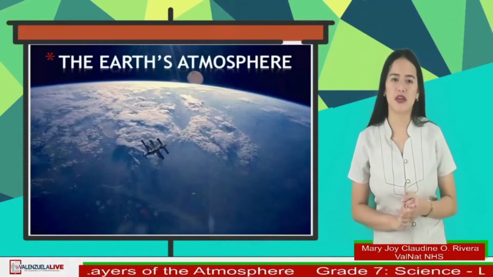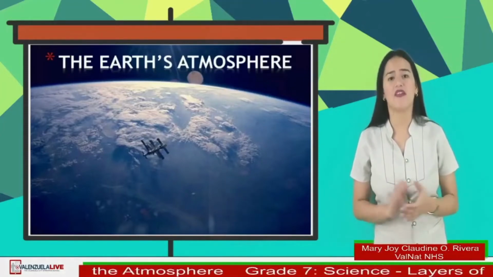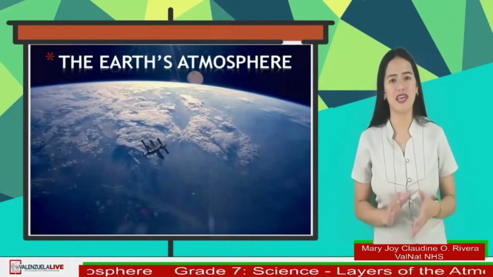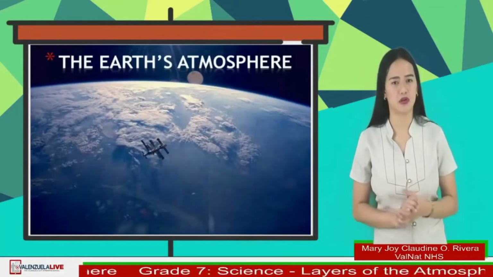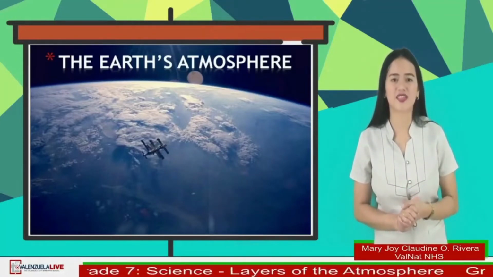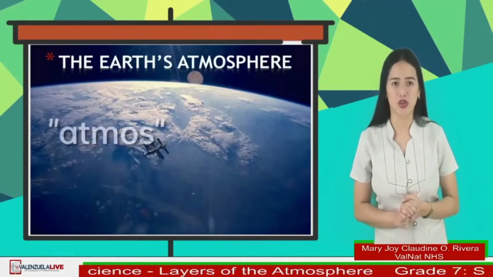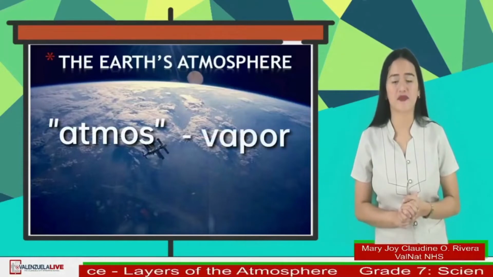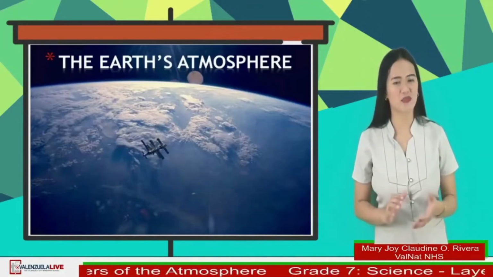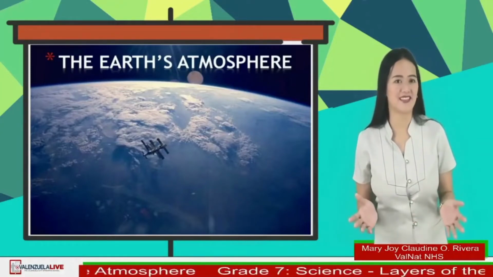The atmosphere acts like a blanket of air around the Earth. That means that the atmosphere holds in the amount of heat needed to keep the Earth livable. Atmosphere was coined by 17th century scientists combining the Greek words atmos for vapor and spira for sphere. In short, the Earth's atmosphere is the air and gas surrounding our planet.